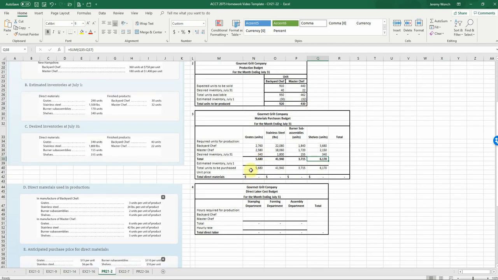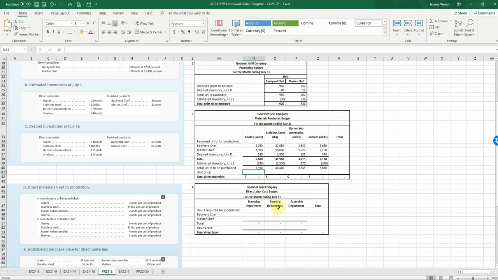So now we want to subtract out our beginning inventory in each one of these. So that's going to be 290 grates, 1,500 stainless steel assemblies, 170 burner units, and 340 shelves. All right, so now we know what we need to purchase for grates and stainless steel and all the components.